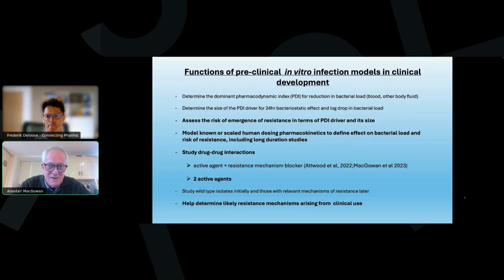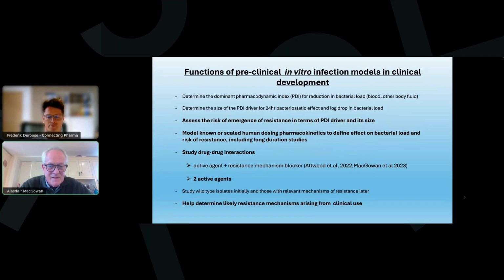And I think this is really one of the nice things about dynamic models, is that we can simulate full courses of therapy, particularly with rapidly growing organisms. And also we can study drug interactions. And although with monotherapy, we've got a relatively clear pathway, at least to my mind, about what we should be doing with preclinical and clinical pharmacokinetics and dynamics, if we've got two active agents, then I think it becomes a lot more complicated.